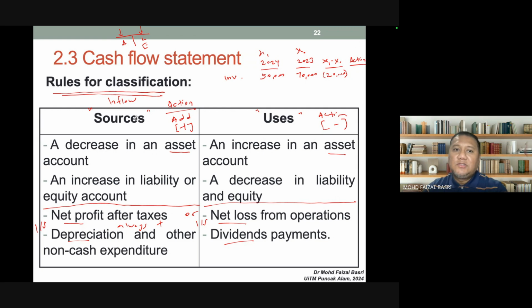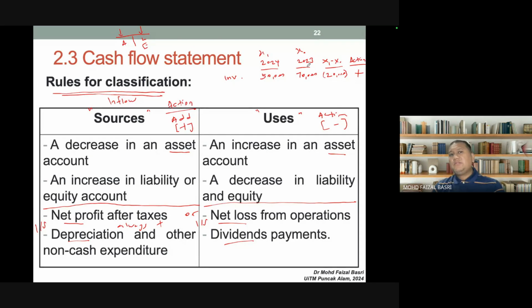So when it's a source, we're going to add. So the action is we add to our cash account. So how to explain this in layman's terms?